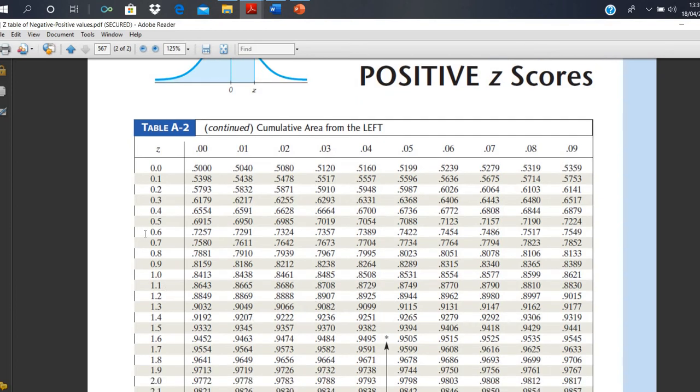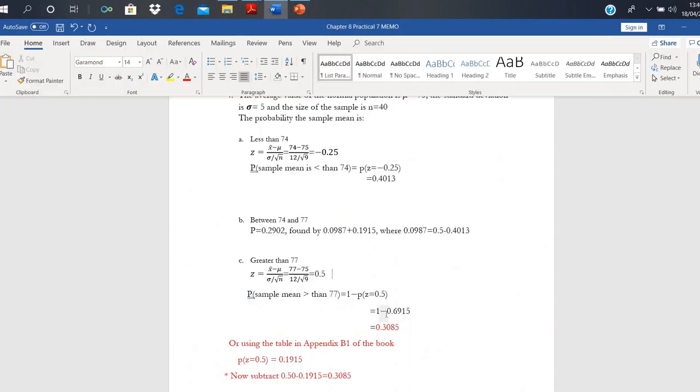0.50 is here. Is 0.6915. So now we'll take 1 minus 0.6915 and we will get the probability. So we'll take 1 minus 0.6915 and we'll have the probability, which is 0.3085.